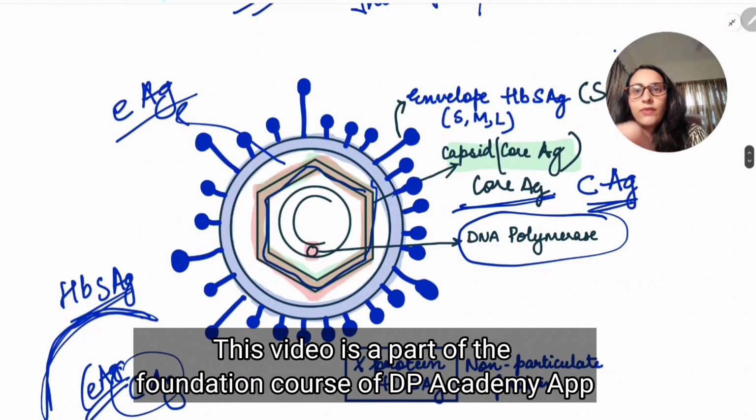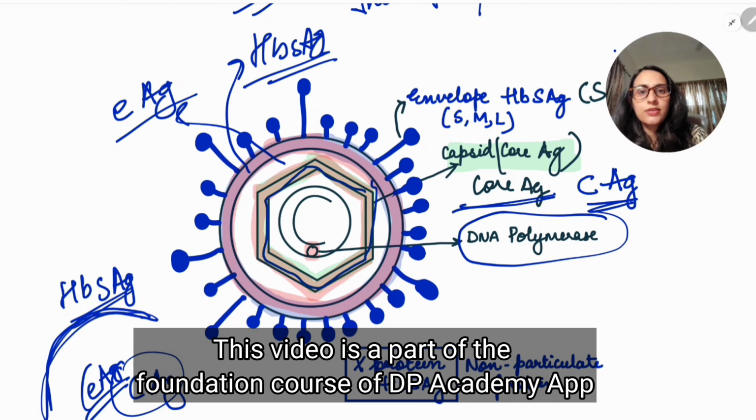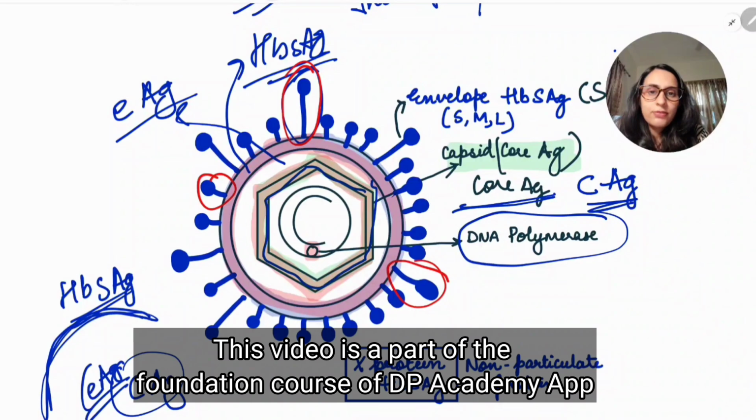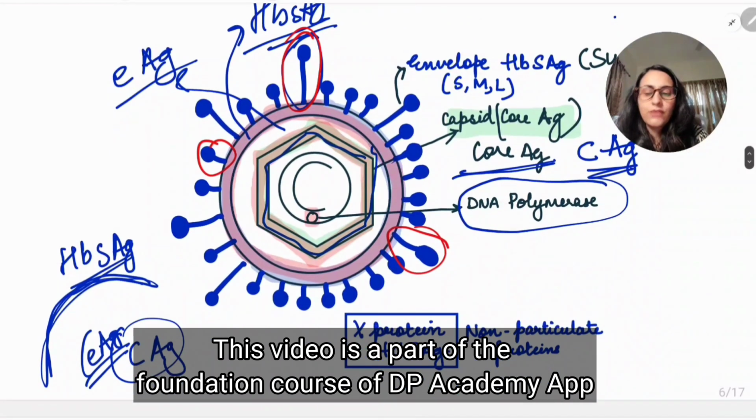So you can see this is the envelope. This part is the envelope and it is the surface antigen. Surface antigen has got different sizes. You can see this one is long, this one is short, this one is medium size. So basically you have different types based on the sizes. You have small, medium or large size of surface antigen.